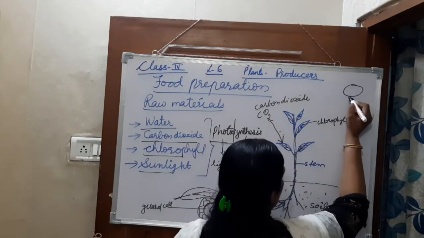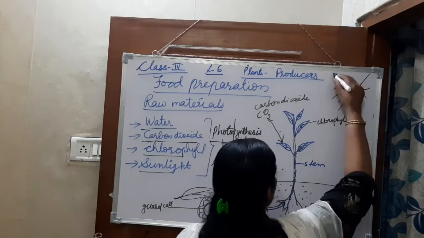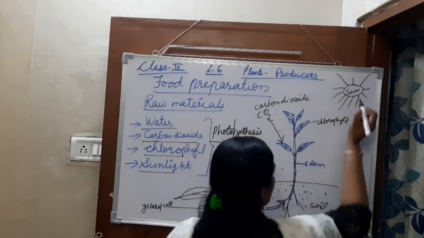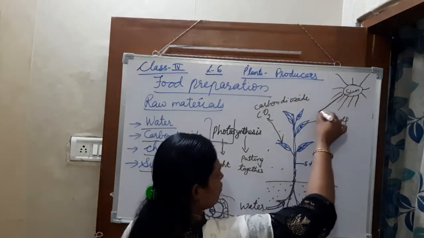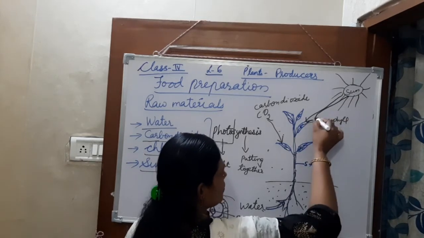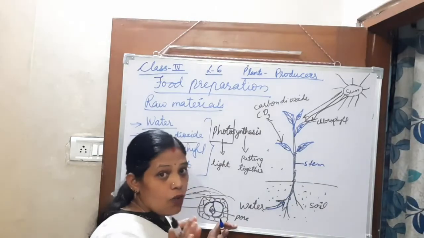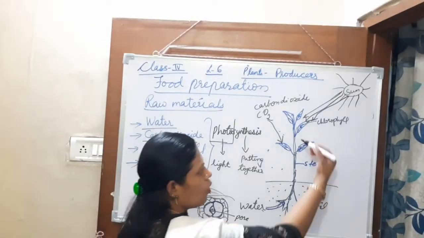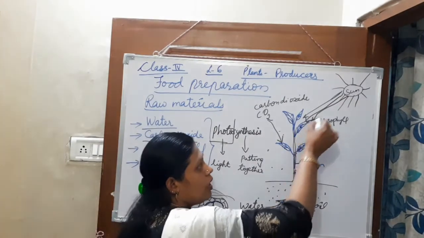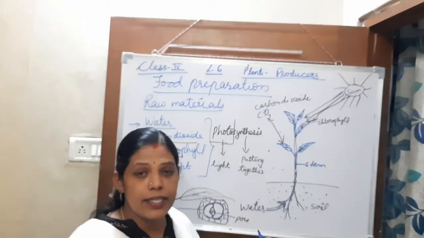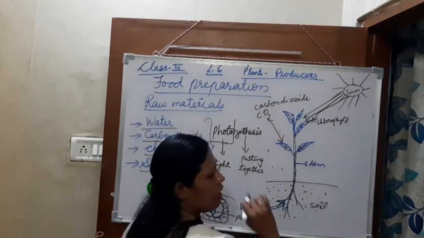And the last one is sunlight. Sunlight comes from the sun and falls on the leaves. At that time, the main role is played by chlorophyll, the green pigment present in the leaf. That chlorophyll traps the sunlight.